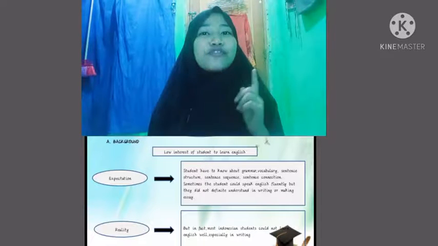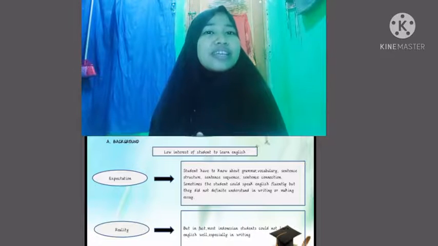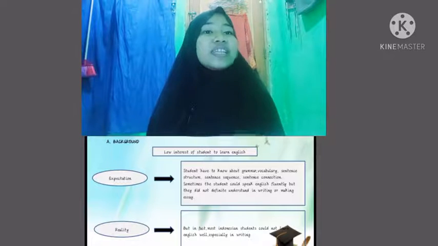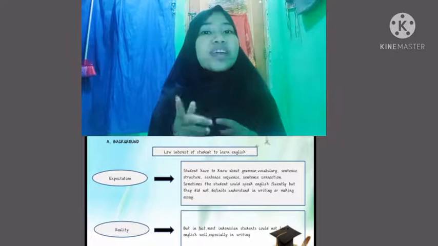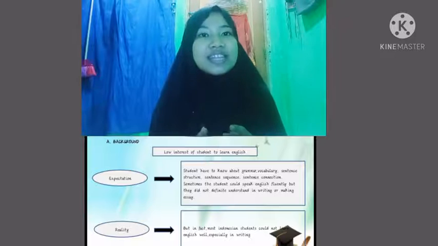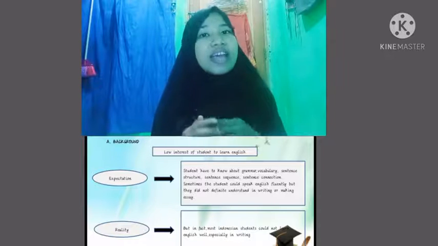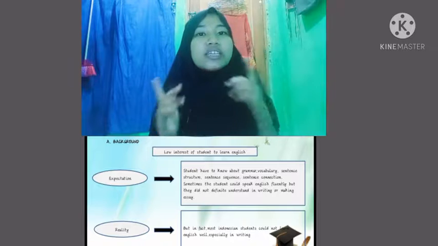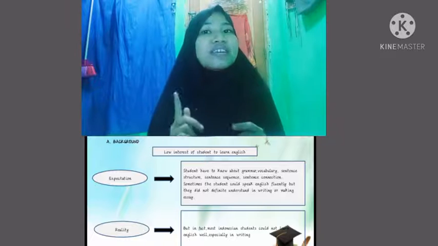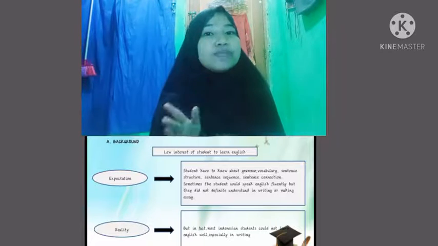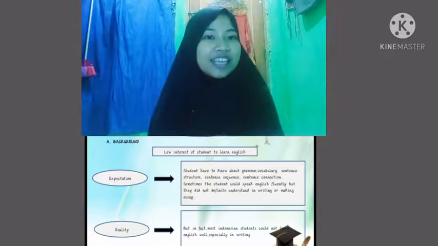But in fact, most Indonesian students could not learn English well, especially in writing. It is usually indicated when they write a paper or thesis in English. Many students make mistakes when they write an essay. Not all students have the ability in pouring out ideas when they write an essay. It is because they do not have interest in studying writing skill.